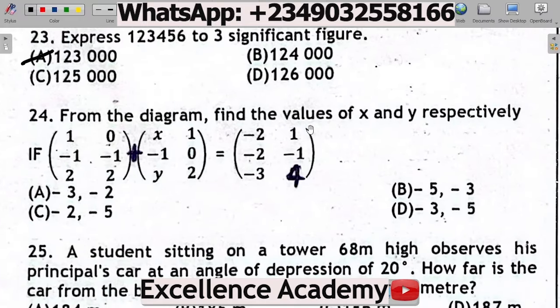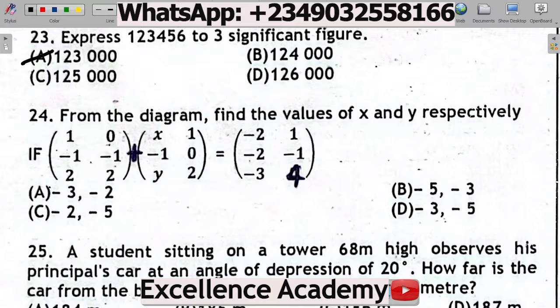Next up, question number 24. 24 says, from the diagram, find the values of x and y respectively if this 3 by 2 matrix plus this other 3 by 2 matrix is equal to this 3 by 2 matrix. So how do we solve this? Now, this question is actually simple. All you have to do is add the terms in the same position.